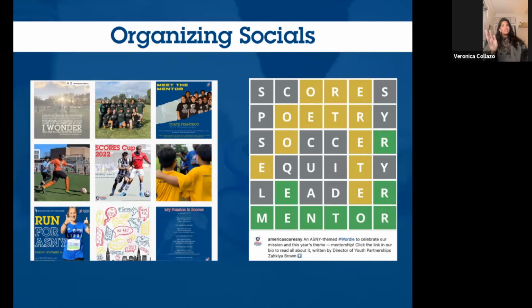And then on the left, you'll see a screenshot of our current grid. This was probably mid-April. And it does look like there's a lot going on. But if you look at it, you'll see that there's consistent colors, consistent fonts. There's not one image, I think, that an America Scores logo isn't visible. And there's a variety of photos of coaches, text photos, event updates, youth photos. And you kind of get encompassed what America Scores is when you look at this grid. You see coaches, mentors, kids, soccer, poetry. That's pretty much us in a nutshell.